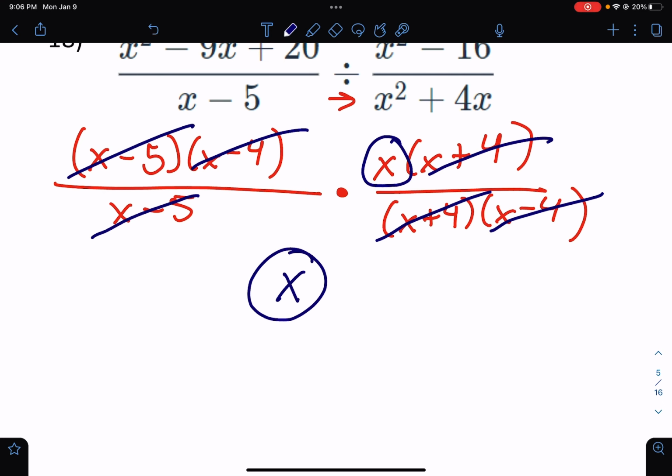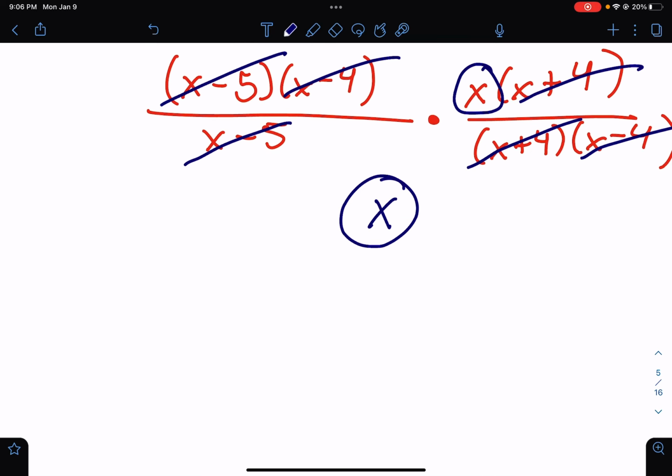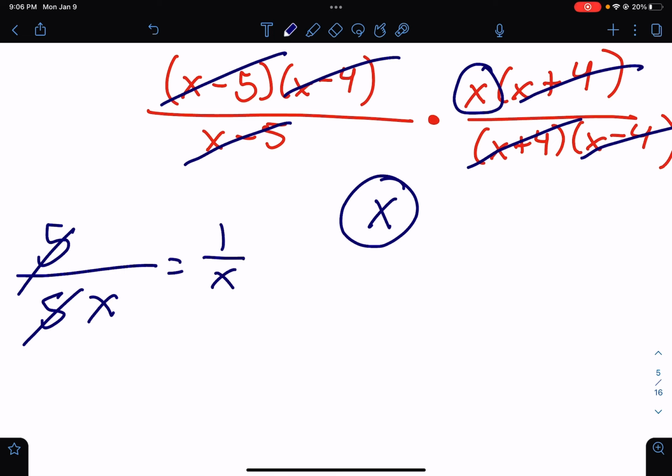If the x had been left on the bottom, then we would have had to put a placeholder on top. So let's say hypothetically we had ended up with 5x, where all you're left with is an x on the bottom. That would be written as 1 over x. If there's nothing left on the top, you have to put something there, so you put a 1. So don't forget to do that.